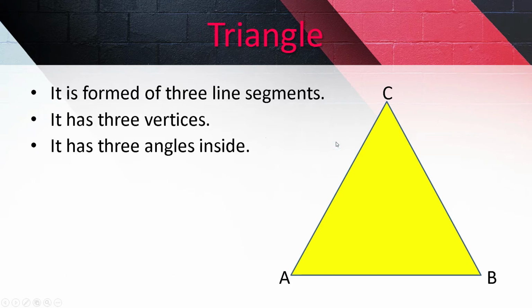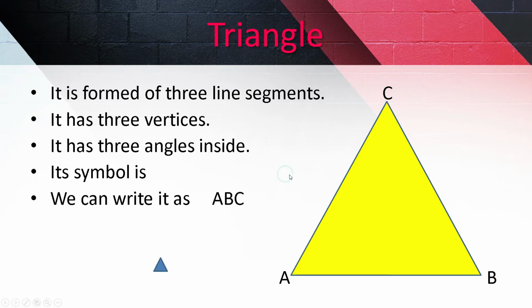And the next thing that we are going to see is its symbol. And what is its symbol? Its symbol is just a small triangle. You draw a small triangle, and we use it as a symbol. We write this triangle ABC using the symbol triangle, and we read it as triangle ABC.